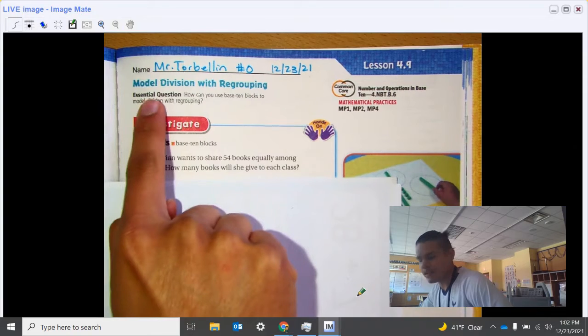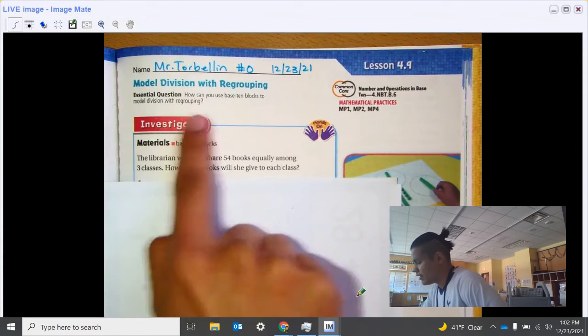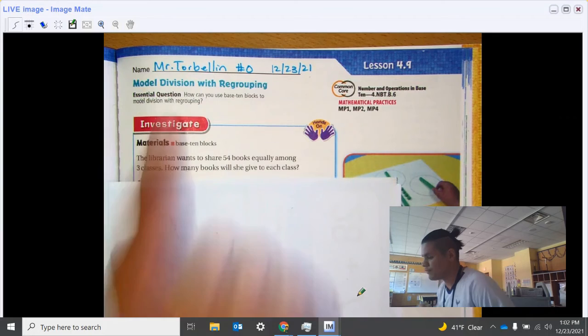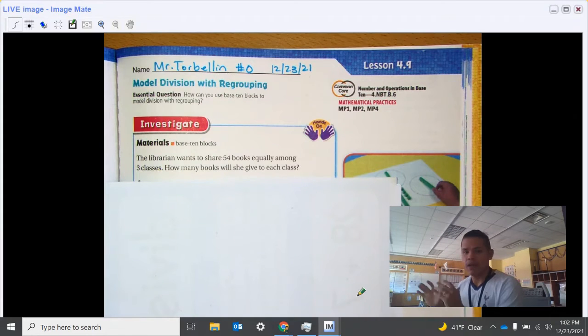Ooh, we've been regrouping since the first grade, so I'm really excited about today's lesson. Please follow along as I read our essential question. The question reads, how can you use base 10 blocks to model division with regrouping? So I have an example that I'm going to show you with our base 10 blocks. If you need base 10 blocks anytime throughout the lesson, please make sure that you grab them from your classroom.